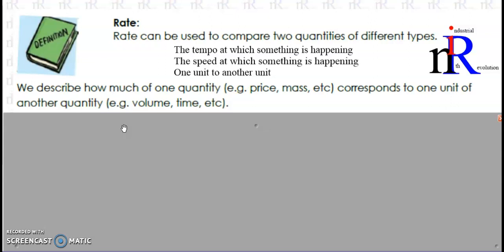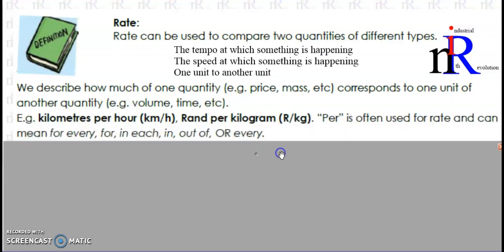For example, the price of the meat is 129 rand 99 per kilogram. So it is cost per kilogram. So we've got two different units of measure. Other examples, kilometer per hour, rand per kilogram, liters per minute, etc. It's always something per, that is the key here.